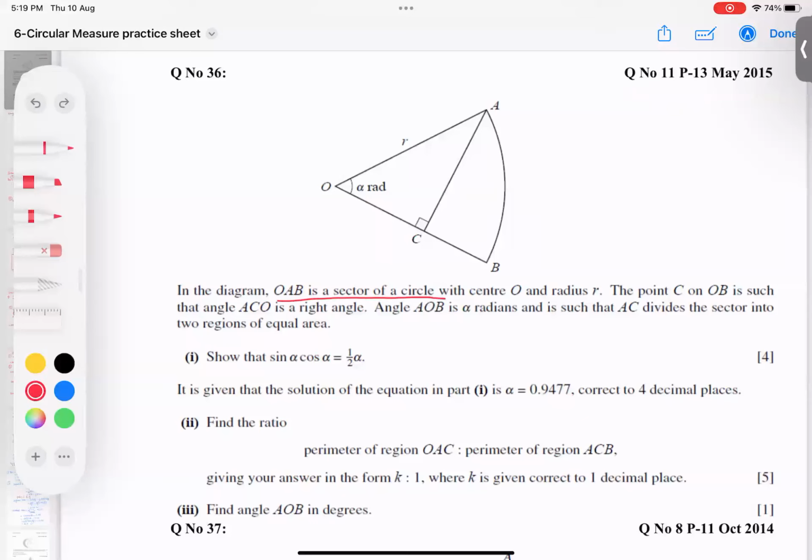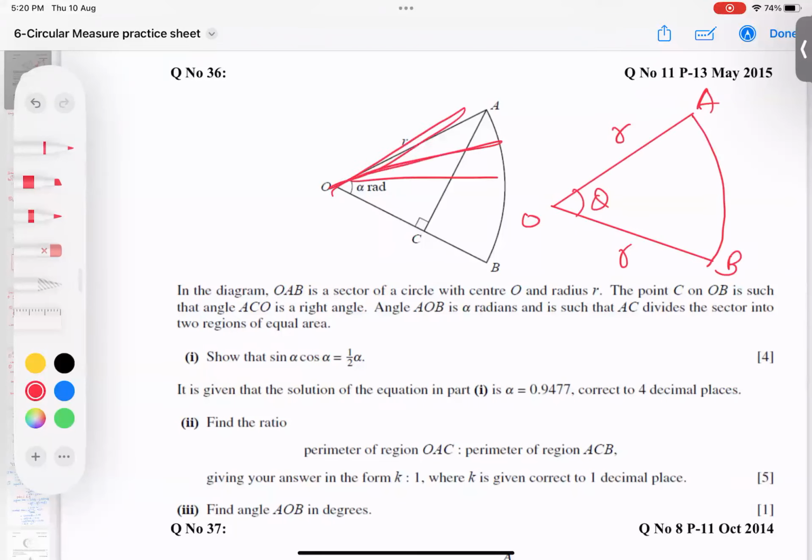OAB is a sector of a circle, center O, radius R. It means a very clear approach. This is a sector, all people can see easily. Okay, so it means I have a sector like this, with O, A, B, radius, radius, and theta. Make sure the radius is the same everywhere.